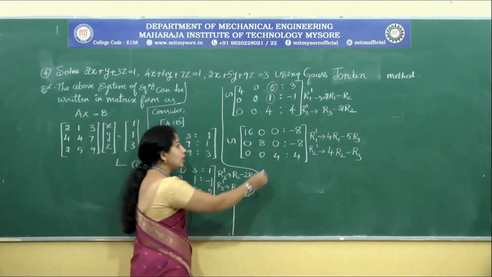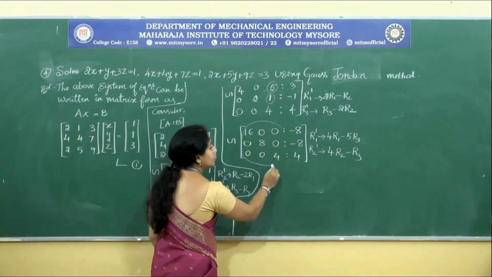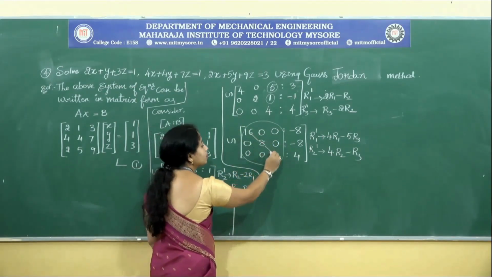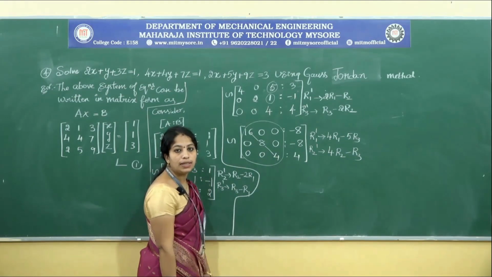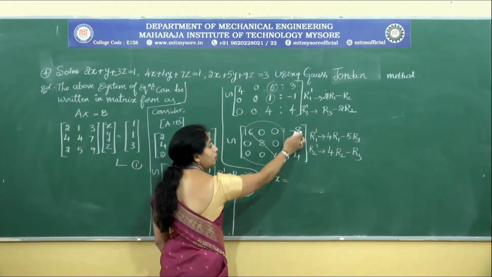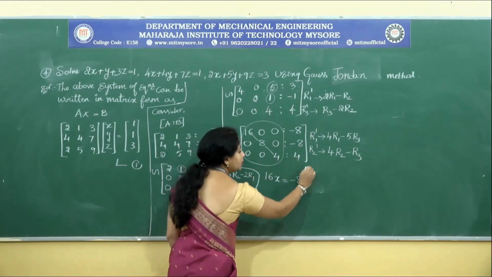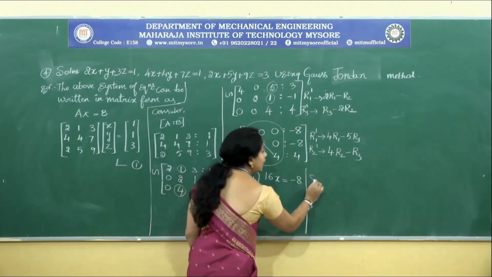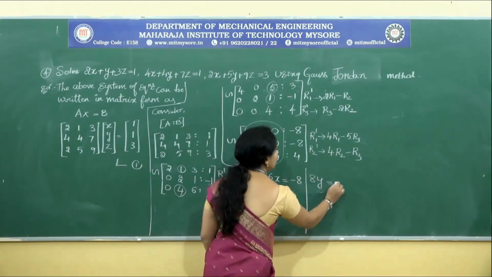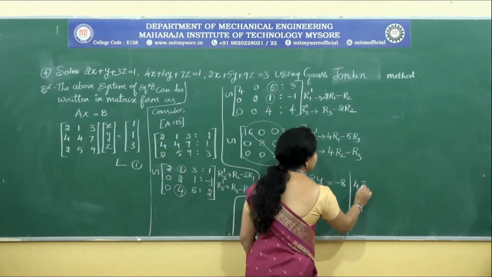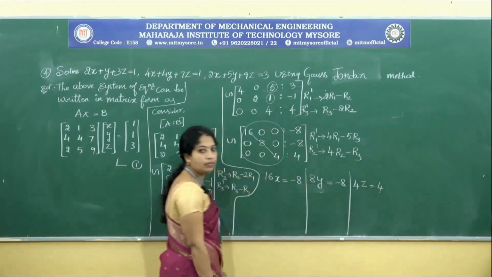Now we have reduced the coefficient matrix, this is a matrix A, into the diagonal matrix. Now we are supposed to write the solution, that is 16x is equal to, the constant matrix is minus 8. See the second row, 0 into x plus 8 into y is equal to minus 8, and the last one is 4 times z is equal to 4.